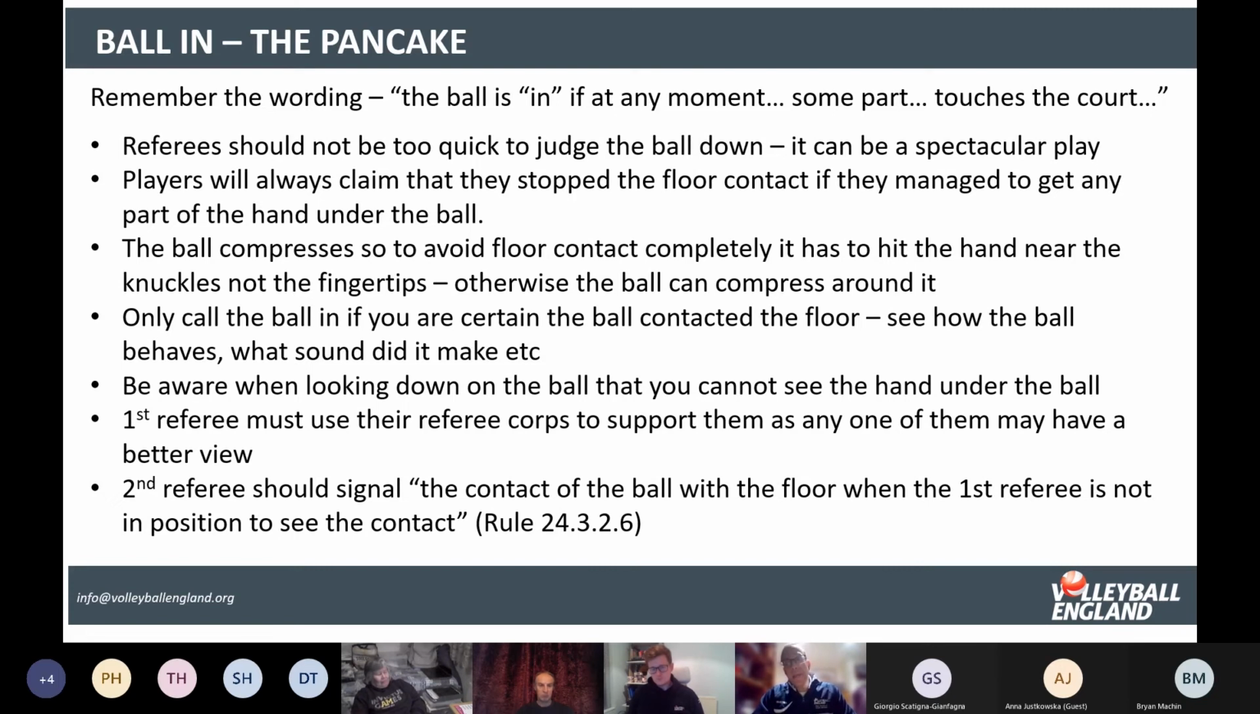Okay, and therefore one of the things here is the first referee should use the line judges and the second referee in this instance. Quickly look at your line judges. Have they seen the ball down? Because one of them might be signalling for you, because they have a different angle. The other thing is that the second referee has the responsibility within their rules, 24.3.2.6, to signal the contact of the ball with the floor when the first referee is not in a position to see the contact. So you can take that responsibility if you clearly see the ball hit the floor. Okay, and that's what I mean.